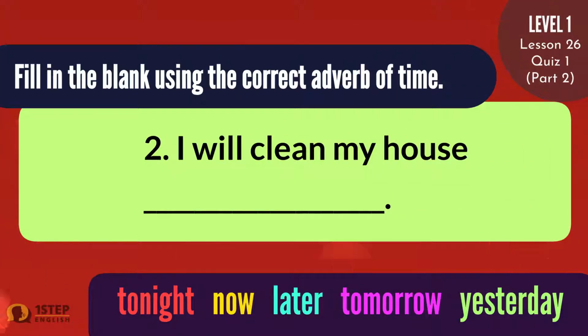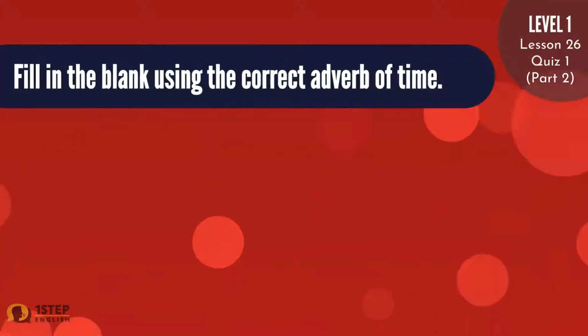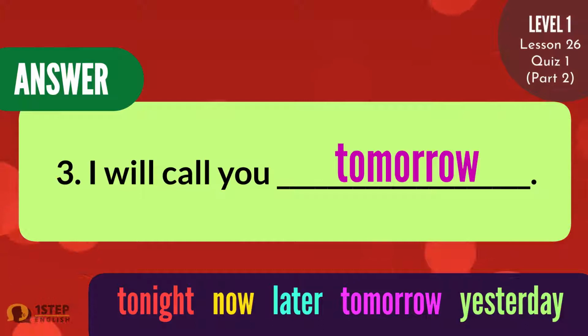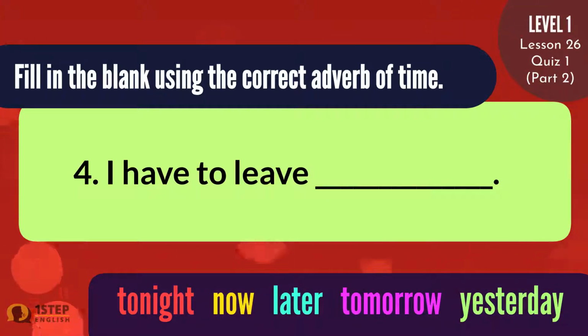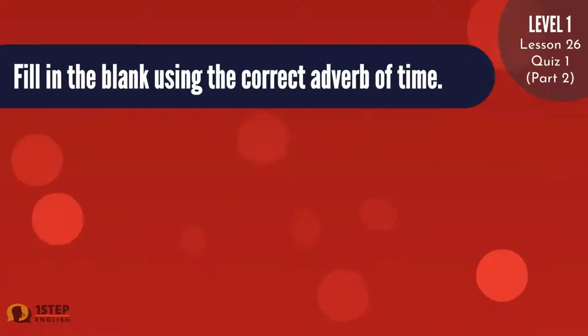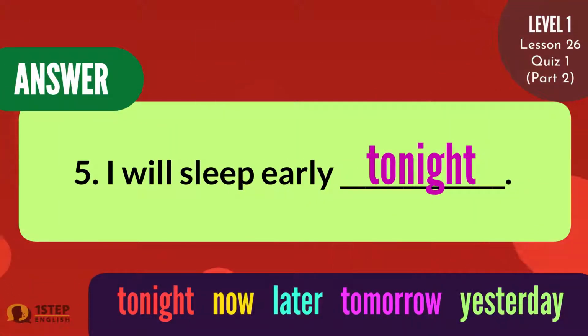Number 2. I will clean my house. I will clean my house later. Number 3. I will call you. I will call you tomorrow. Number 4. I have to leave. I have to leave now. Number 5. I will sleep early. I will sleep early tonight.